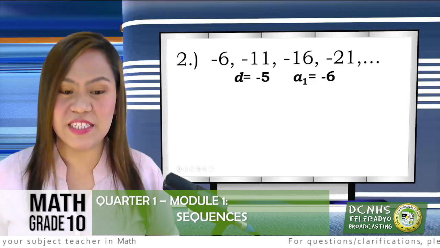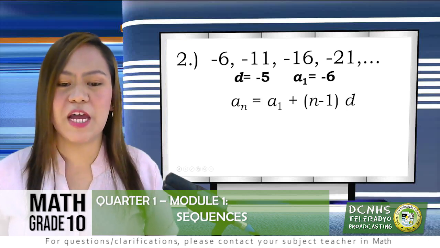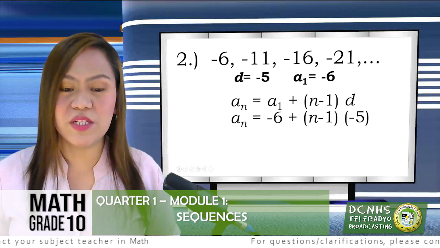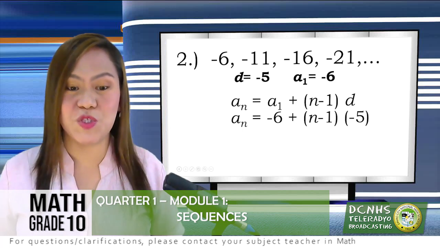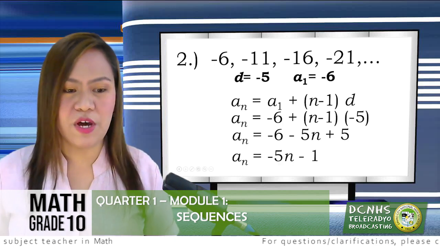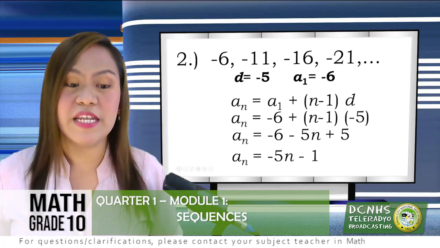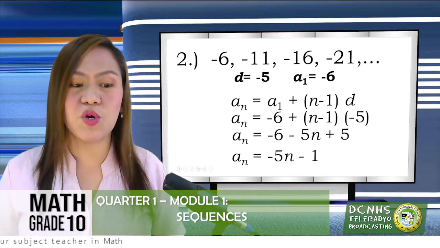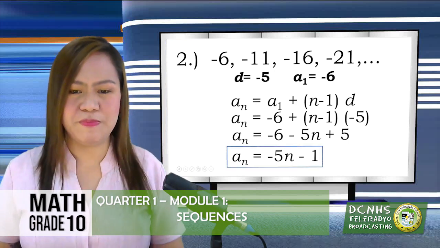Substituting these values, we get a sub n is equal to a sub 1 plus the quantity of n minus 1 times d. a sub n is equal to negative 6 plus the quantity of n minus 1 times negative 5. By simplifying, we arrive at the final answer of a sub n is equal to negative 5n minus 1. Therefore, the nth term or general term of our sequence, negative 6, negative 11, negative 16, negative 21, and so on, is a sub n is equal to negative 5n minus 1.